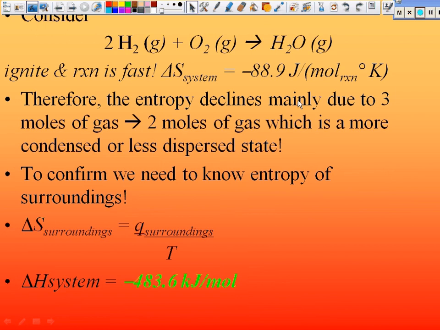Why does that say 2 moles? Is it not balanced, right? It sure isn't. That's a typo. Do me a favor and add a 2 right there, please. Because when I said 3 to 1, I said that doesn't sound right. So 3 to 2, which is more condensed and less dispersed. To confirm, we need to know the entropy of the surroundings.